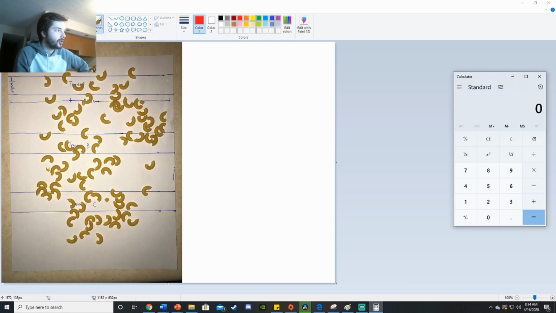So what you can do with that information, knowing that each of these areas is going to be the same, 8.5 inches squared, is find the total population of macaroni inside each transect, and then divide that population by the area to get the density. So this is the only thing, or not the only thing, but this is one of the things that I think will confuse a lot of people.